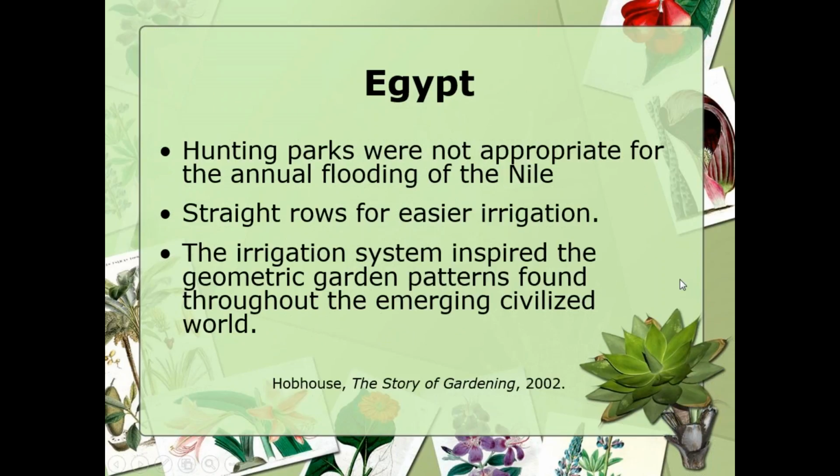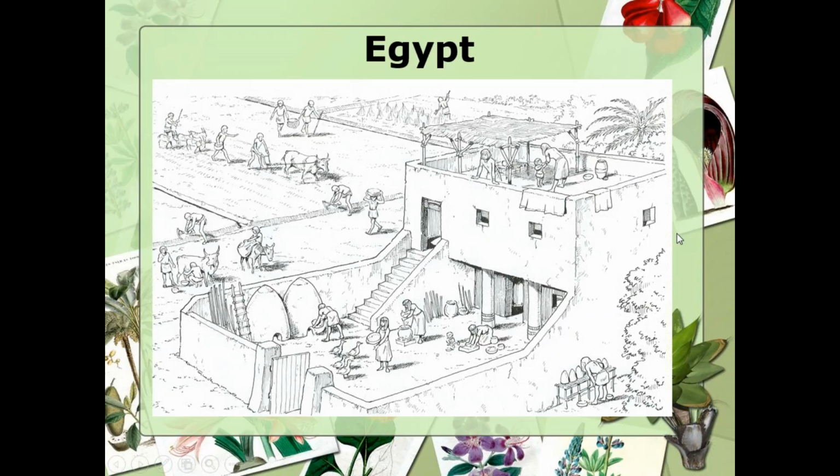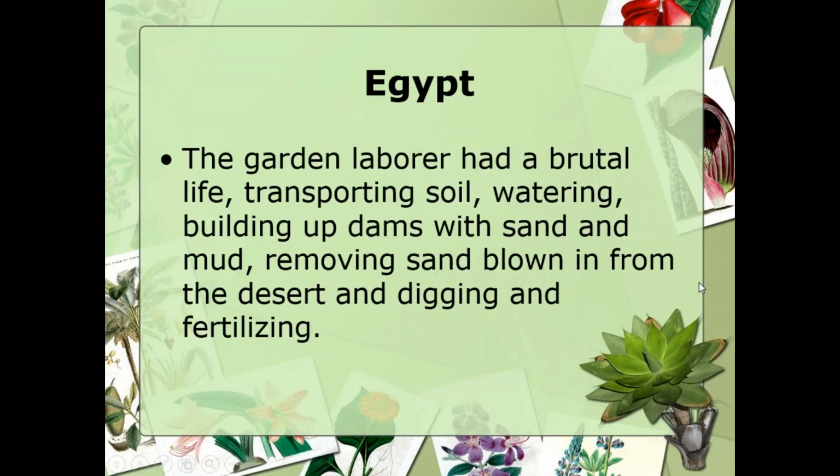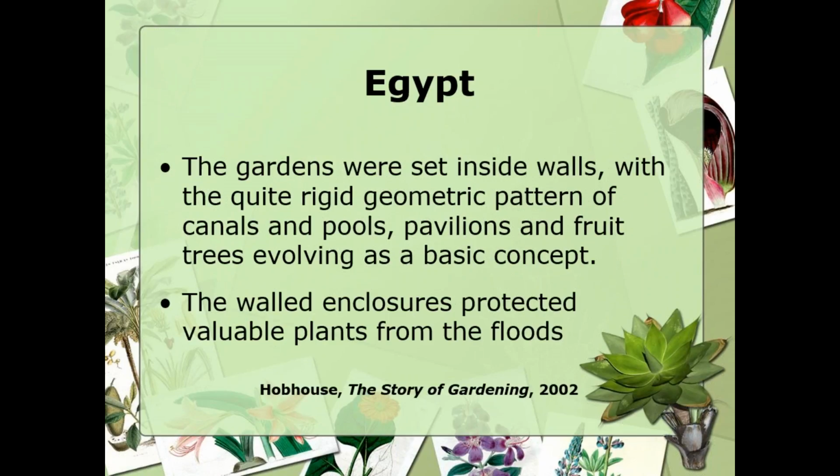So hunting parks were not appropriate for the annual flooding of the Nile, and straight rows were easier; they would put things in straight rows for easier irrigation. The irrigation system inspired the geometric garden patterns found throughout the emerging civilized world. So here we can see some of those straight lines. The garden laborer had a brutal life, transporting soil, watering, building up dams with sand and mud, removing sand blown in from the desert, and digging and fertilizing. So that's that cheap slave labor that was back-breaking for the laborer.